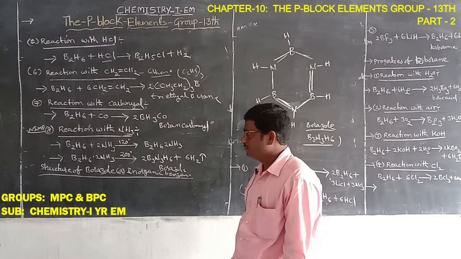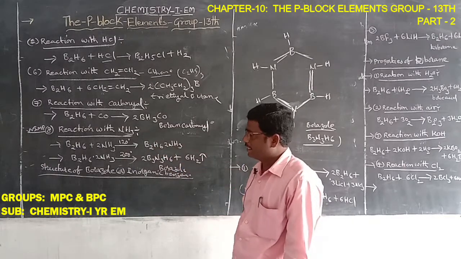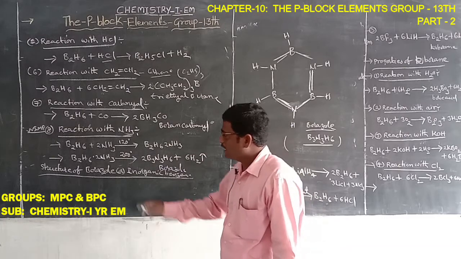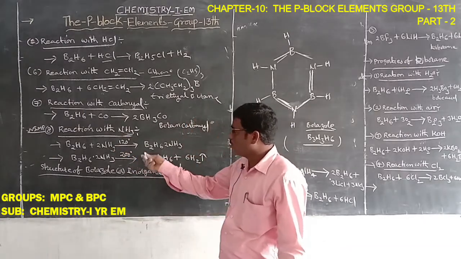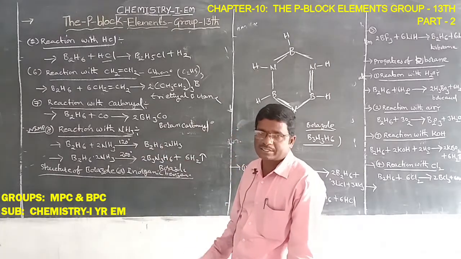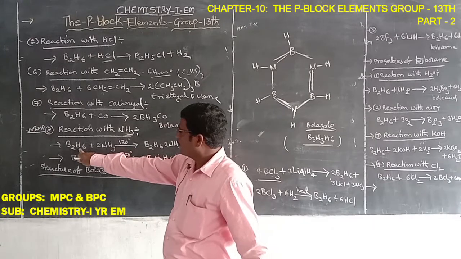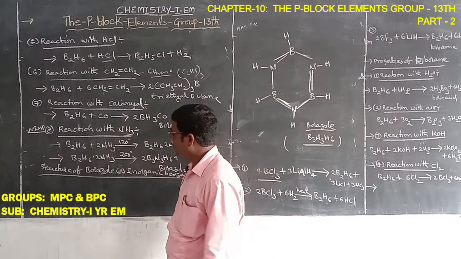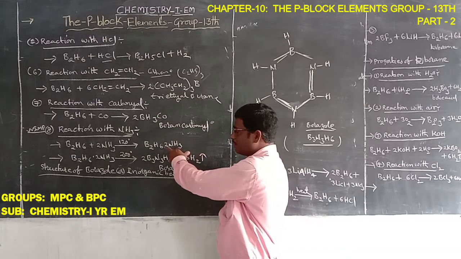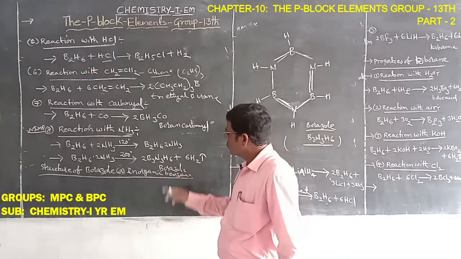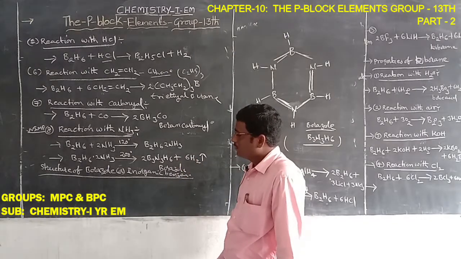Next, another one, reaction with ammonia. This reaction is very, very important. Diborane reacts with ammonia, NH3. React with ammonia at 120 degrees centigrade, the temperature is compulsory to mention. So here diborane is treated with ammonia at 120 degrees centigrade to form diammonium of diborane. 2NH3, also known as diammonium of diborane, is formed.